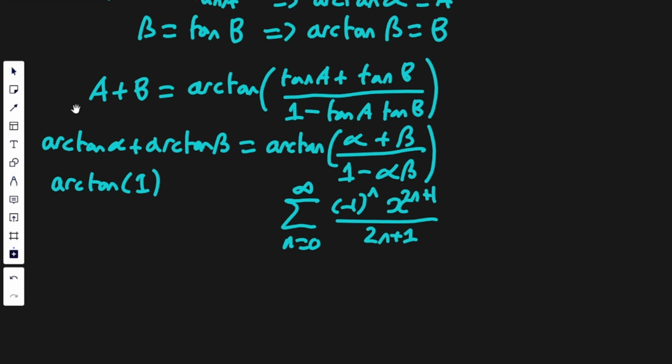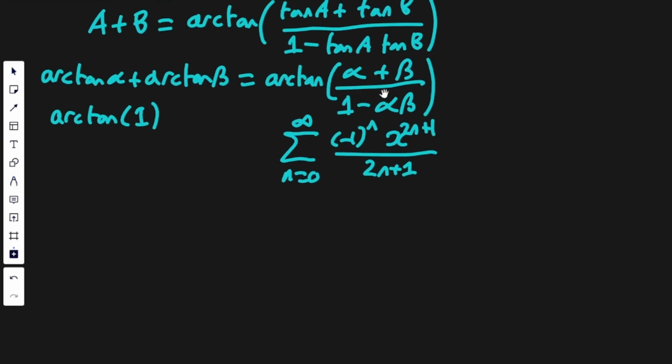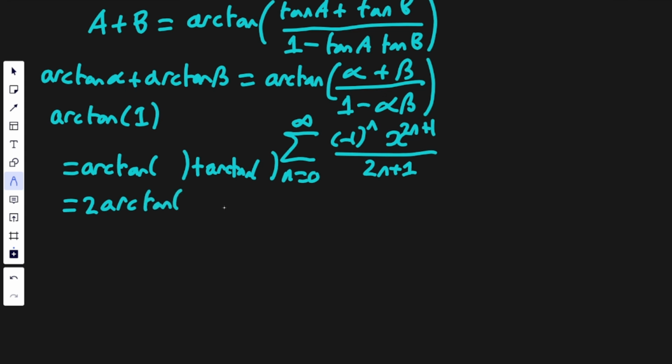So our goal is, using this arctan identity, we're going to try to convert arctan of 1 into arctan of something plus arctan of something. More precisely, I'm going to let these two somethings be equal to each other. So we're going to rewrite it as 2 arctan of something.